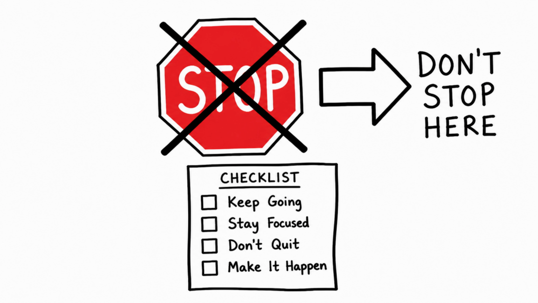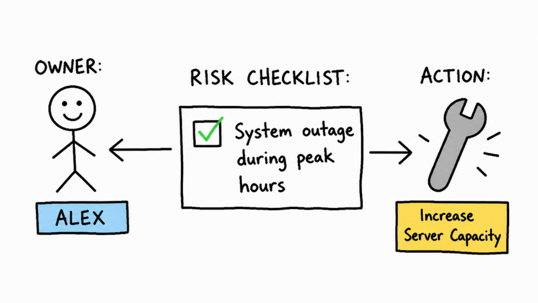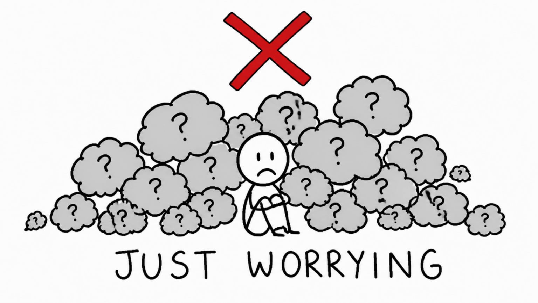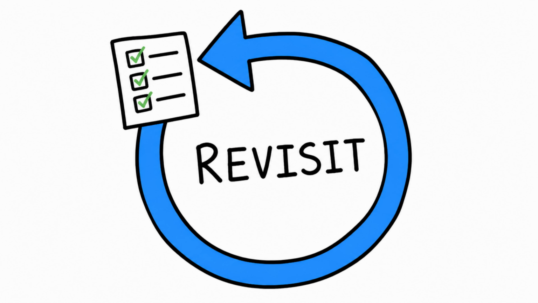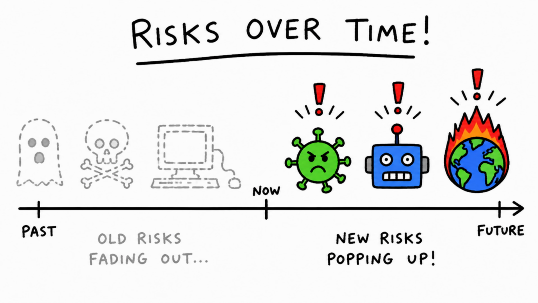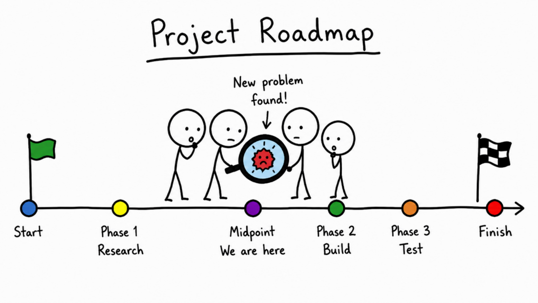Don't stop at listing problems. Always follow up by assigning an owner and an action to each risk you take seriously. A pre-mortem without follow-through is just a very organized worry session. And finally, revisit it. As your project evolves, some risks will fade and new ones will appear. Running a quick pre-mortem again partway through can catch problems your original session missed.